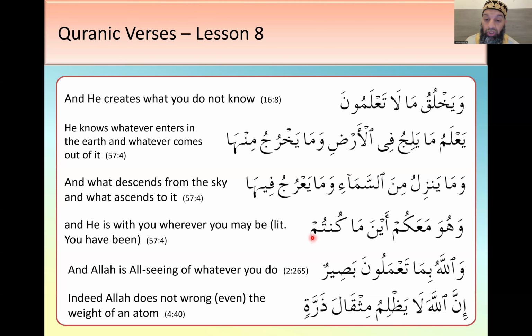Kuntum. Kuntum is from kaana. You all were. Kuntum literally means you have been, you were. It's past tense because kaana, kuntum, remember, it's an ending that is changing. There's no prefix here, so it's a past tense verb. And he is with you wherever you may be, wherever you are. But that is past tense. Kuntum is past tense.